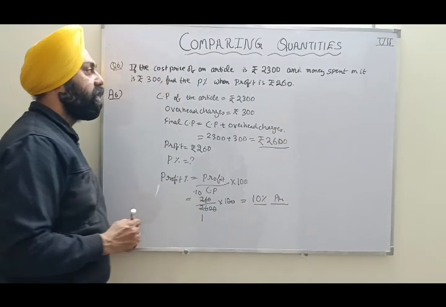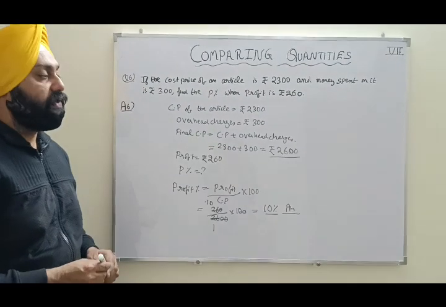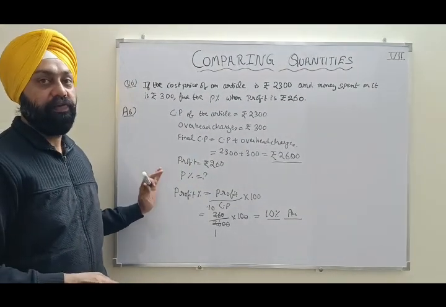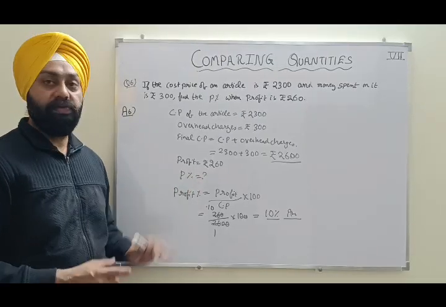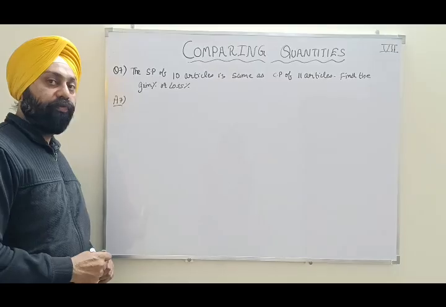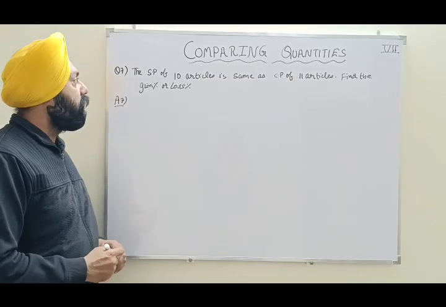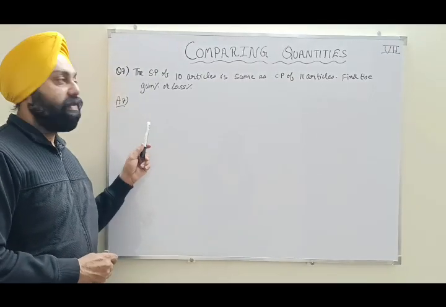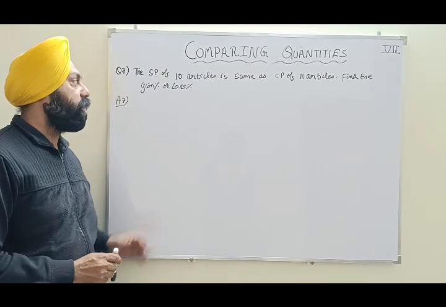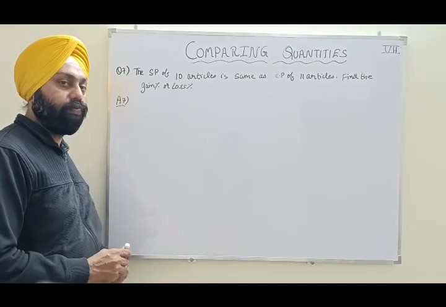Just take care of one thing: whatever extra money, overhead charges, you have, you have to add it in the CP, and the rest is the same. You just put it in the formula, do the calculation and find the answer. Very easy. So moving on, here is a very interesting question. The SP of 10 articles is same as the cost price of 11 articles. So we have to find whether it is a gain percent or loss percent.